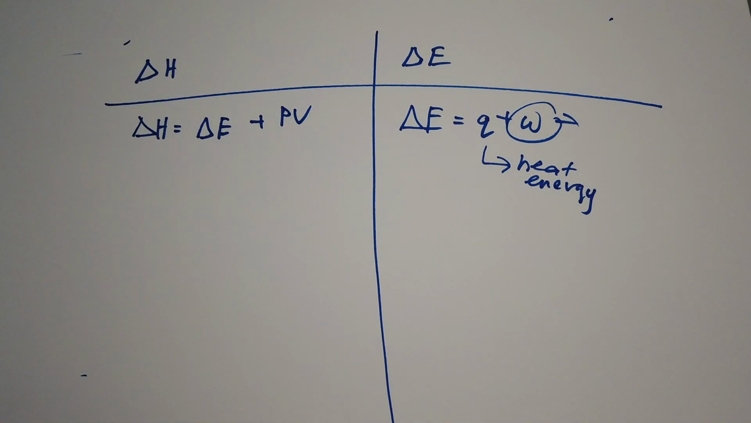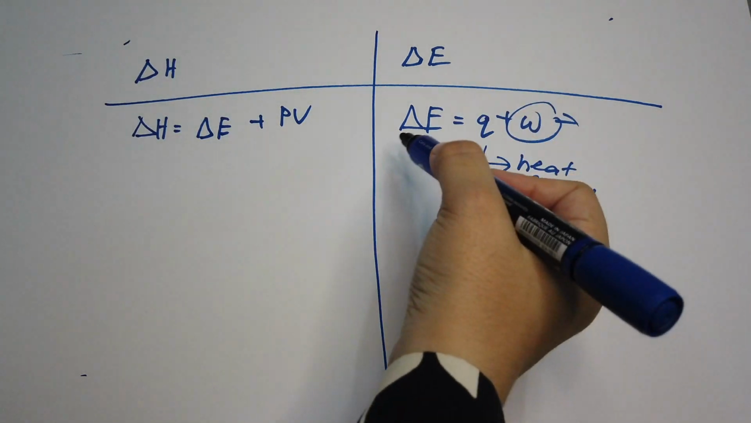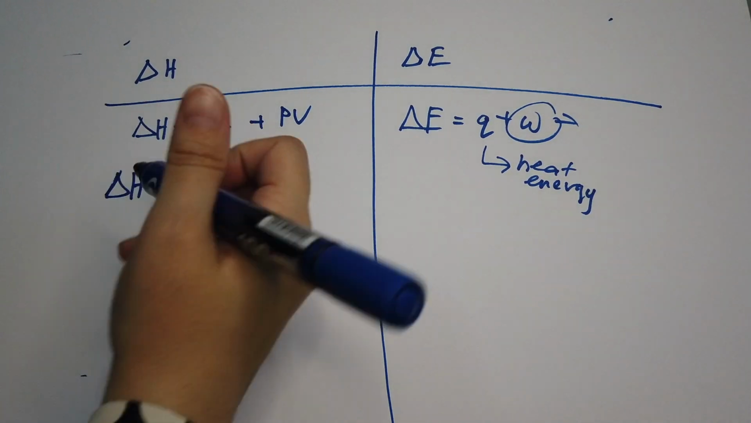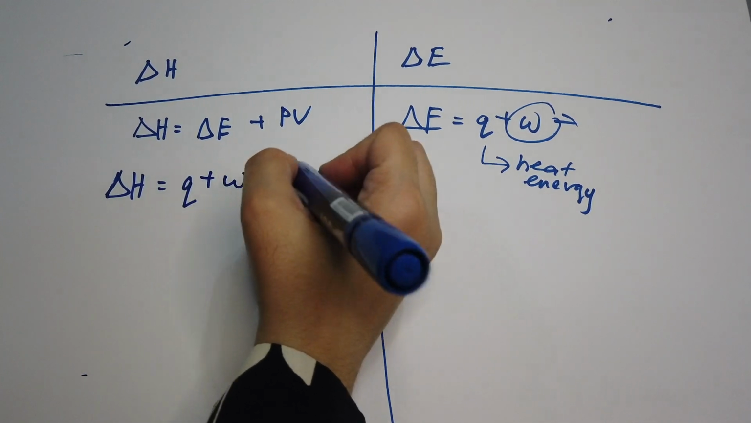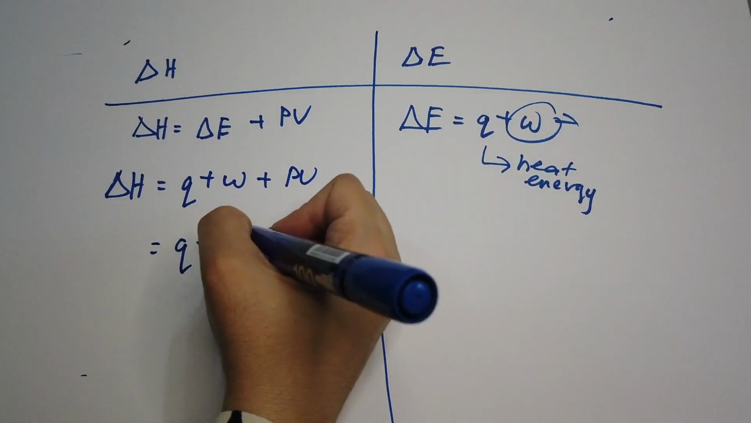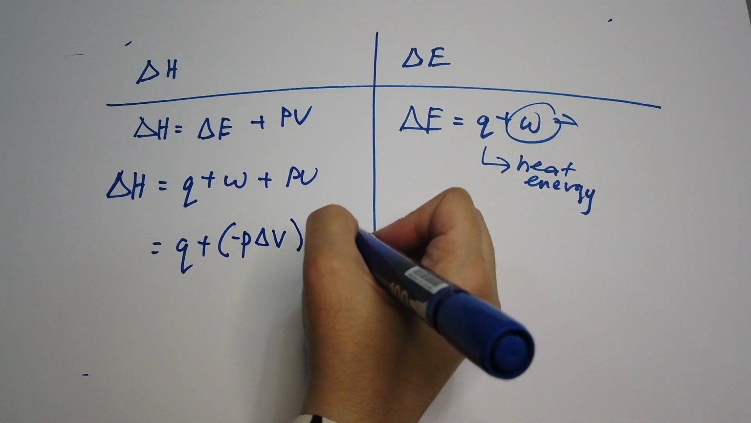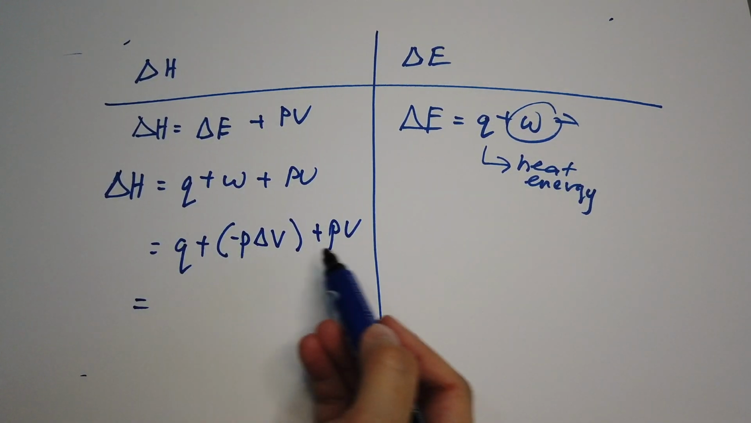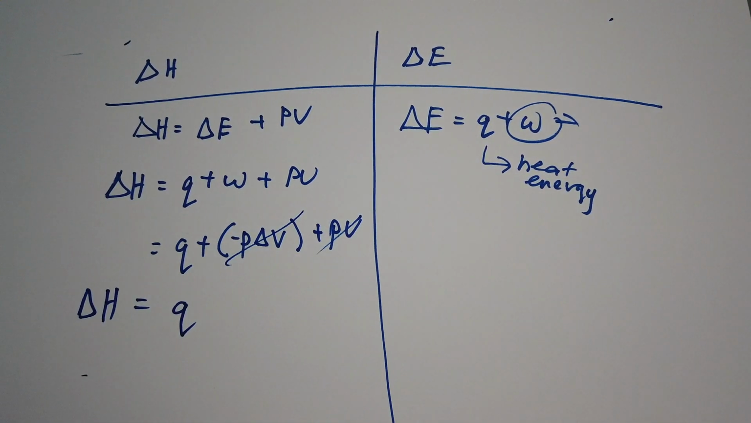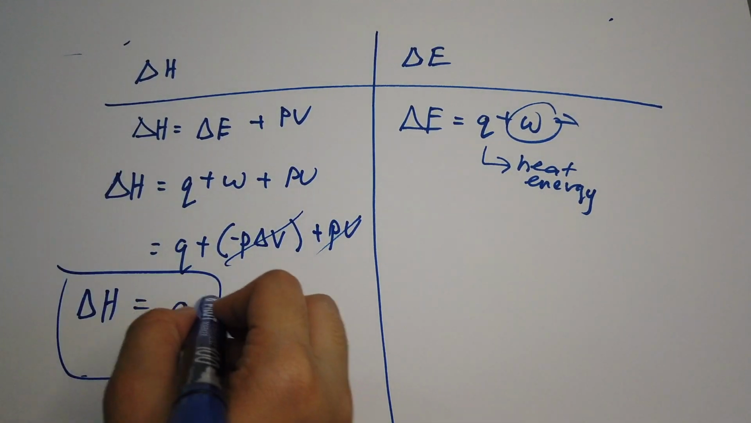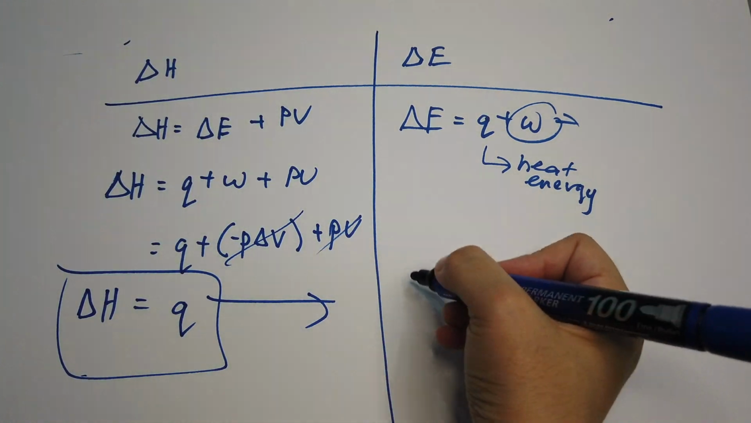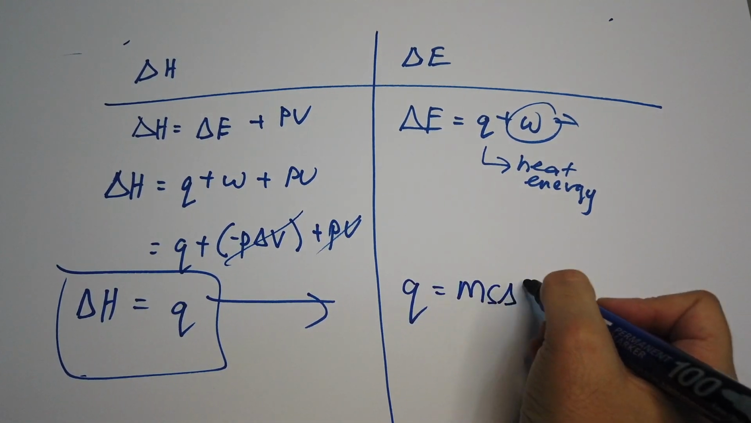So why is that so? What is delta H actually? If you can see, delta E is equivalent to Q plus W. So we can write delta H is equivalent to Q plus W plus PV, right? So what is W? Work. So Q plus negative P delta V plus PV. From here, this one is negative and this one is positive, so you can cancel them out. So actually your delta H is equivalent to Q. That is why sometimes we can use delta H interchangeably. Although you want to calculate delta H, sometimes you just calculate Q equivalent to m s delta T.